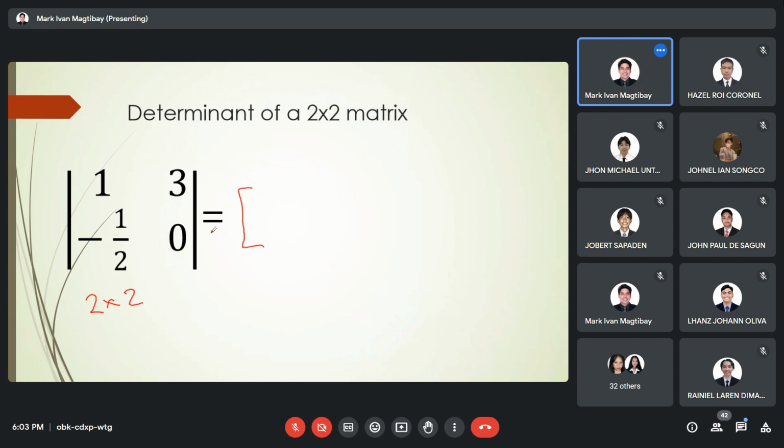So, ito muna po. Ito munang diagonal na to. So, anong gagawin po natin sa diagonal na yan? Pag ma-minusin muna po natin. So, 1 minus na. 1 minus, hindi, 1 plus. Teka, check ko lang ngayon ang notes ko ha.